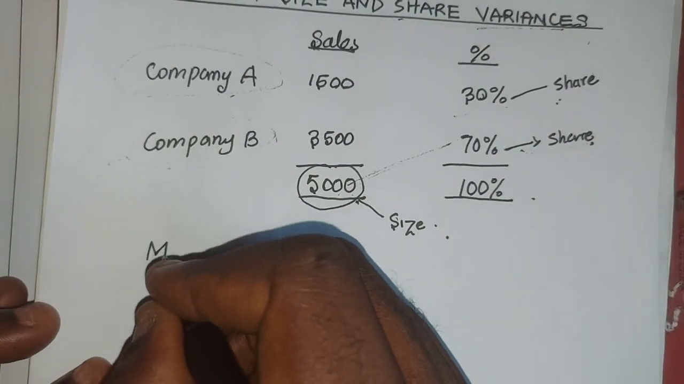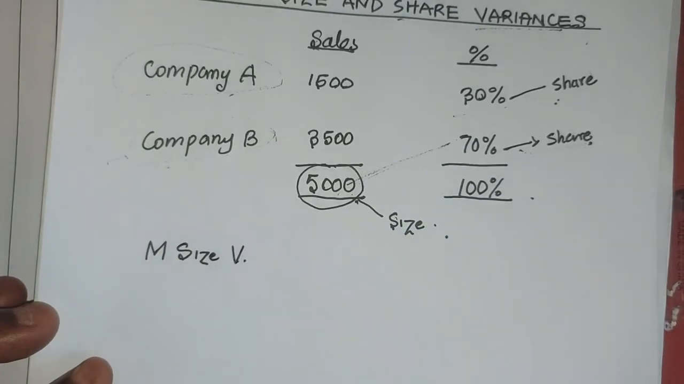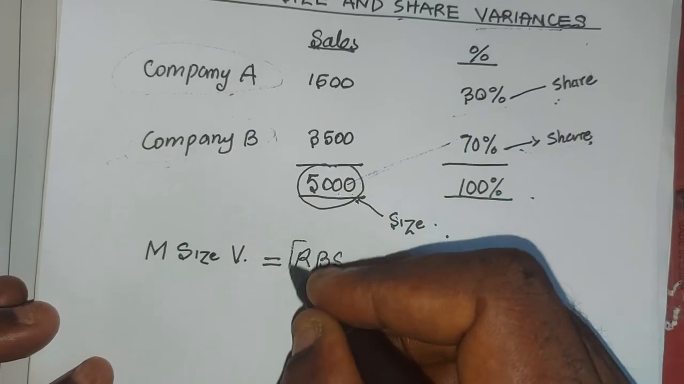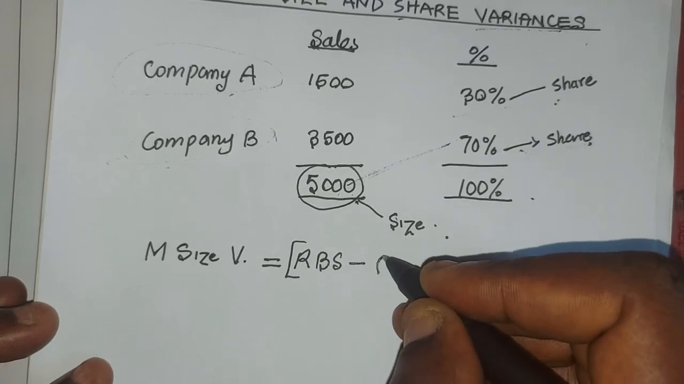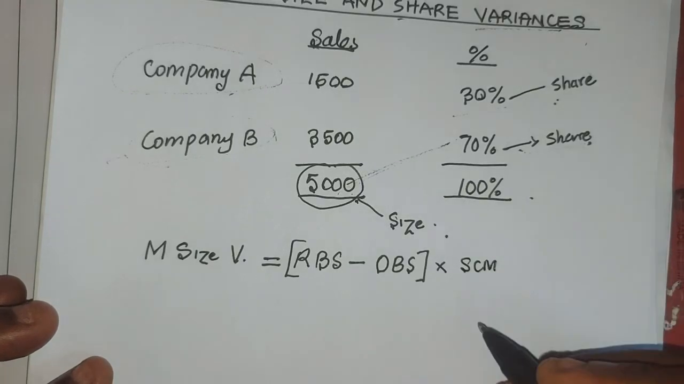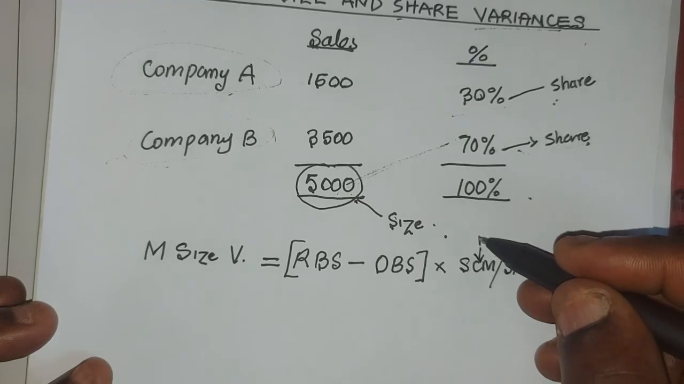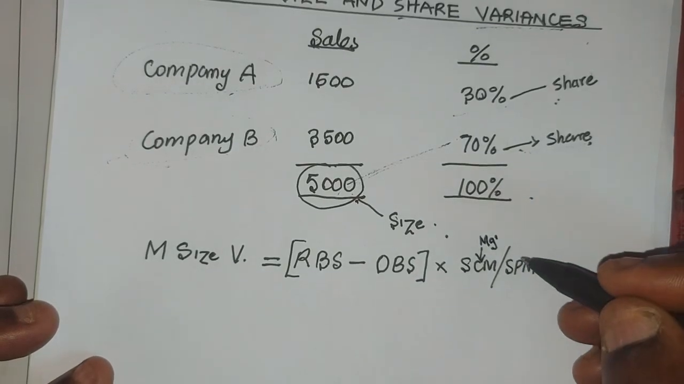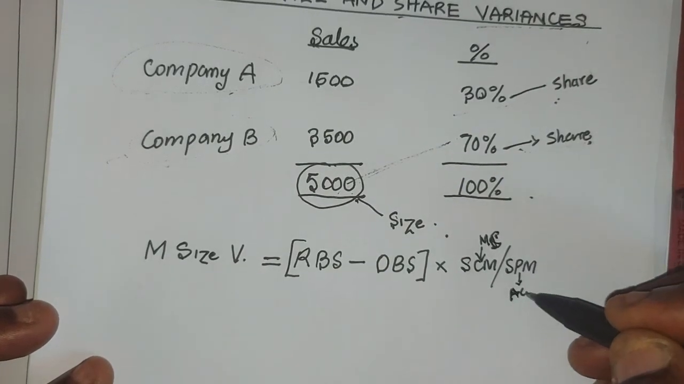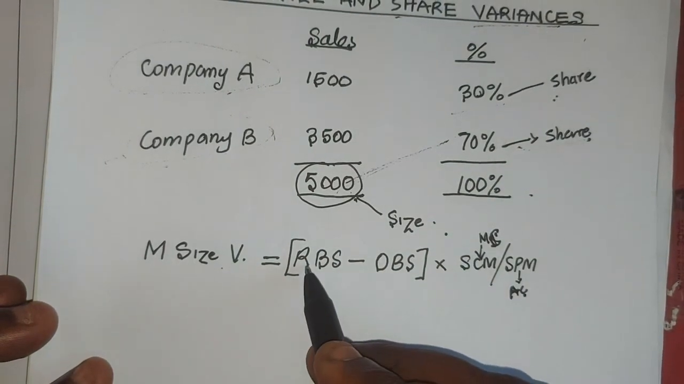Now, write it down. Market size variance is nothing but the revised budgeted sales minus the original projected sales multiplied by standard contribution margin, or standard profit margin if the company uses marginal costing. But if the company uses absorption costing, this is marginal costing, this one is for absorption costing.